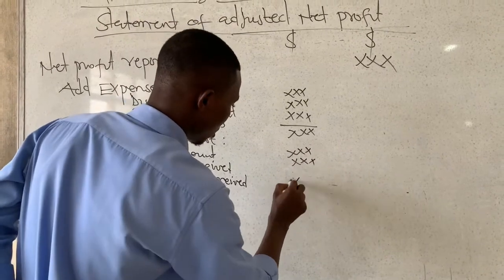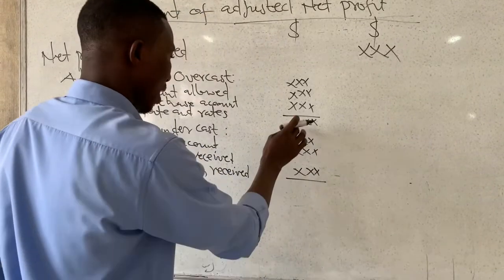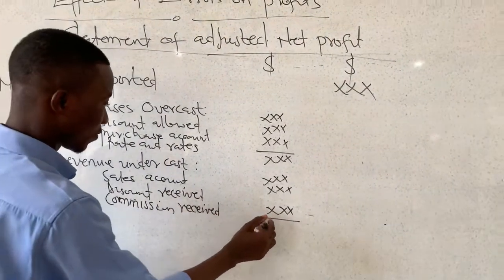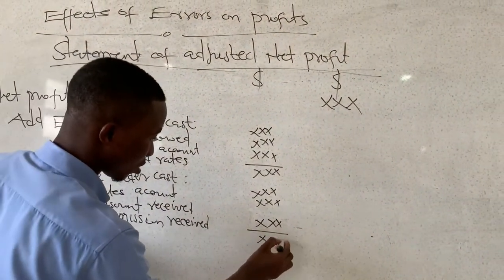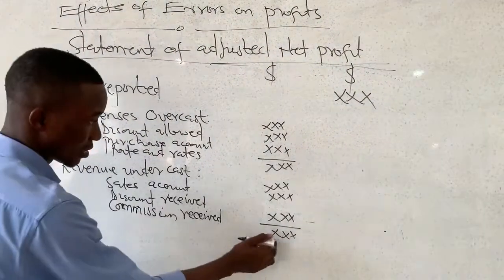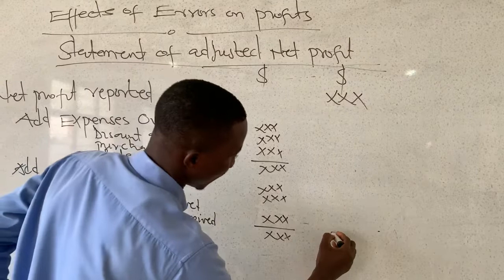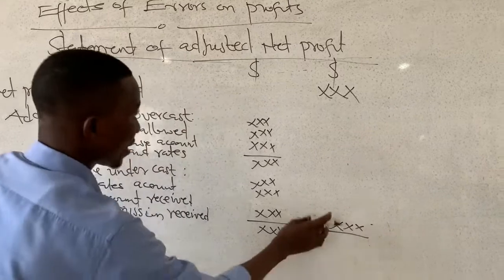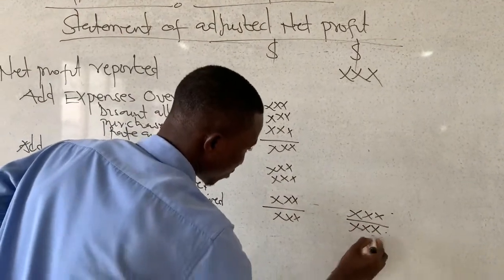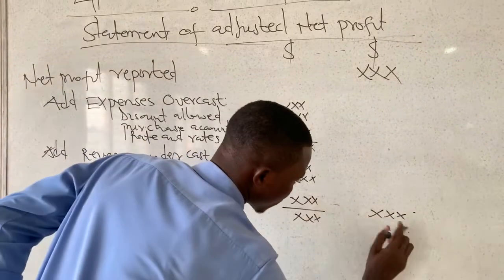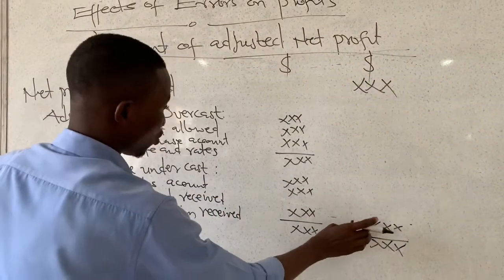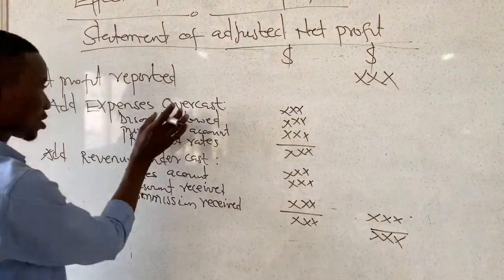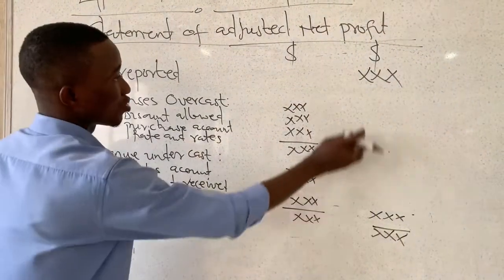Okay, so you add this, the summation of the expenses overcast to the summation of the revenue undercast, this and this, then you put them here. So we add it to the net profit, we get an amount over here. Is that okay? After we've added the total of these two, the expenses overcast and the revenue undercast, we add it to the net profit, then we get this.